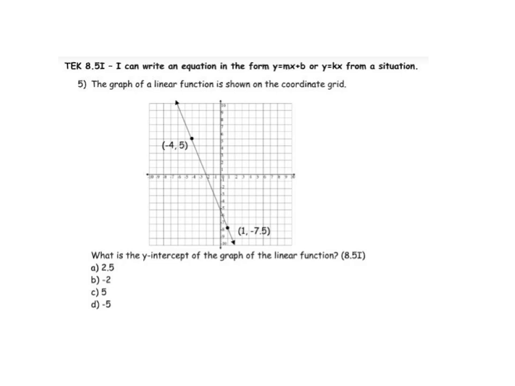TEKS 8.5I. I can write an equation in the form y equals mx plus b or y equals kx from a situation. 5. The graph of a linear function is shown on the coordinate grid. What is the y-intercept of the graph of the linear function? A. 2.5. B. negative 2. C. 5. D. negative 5.